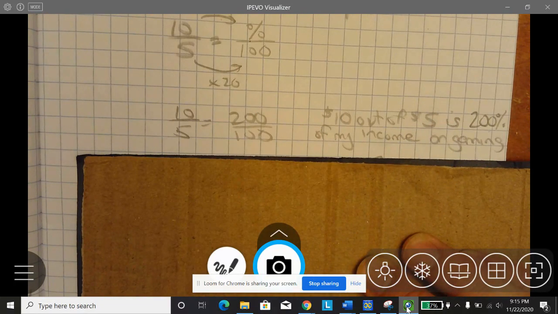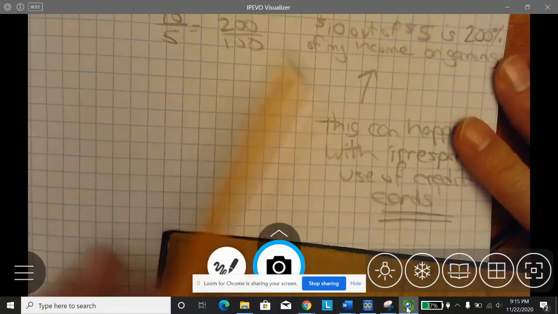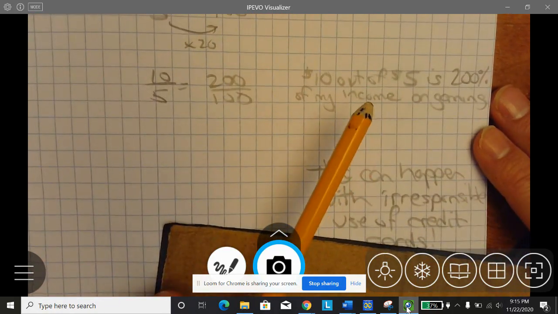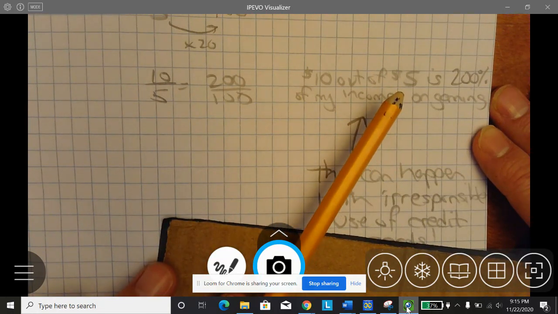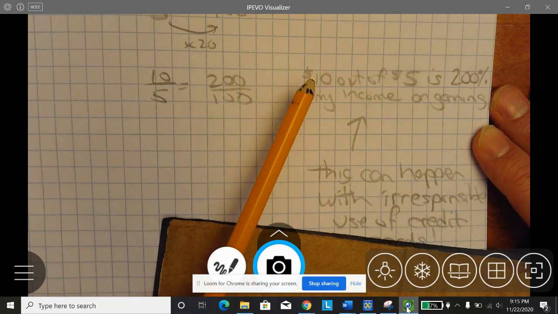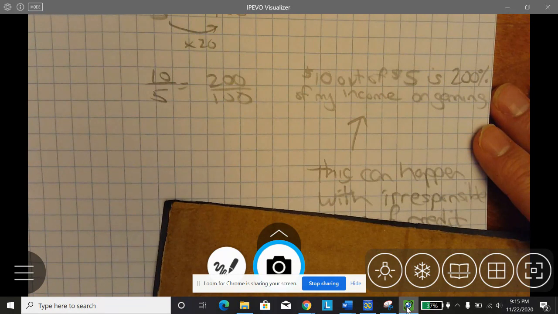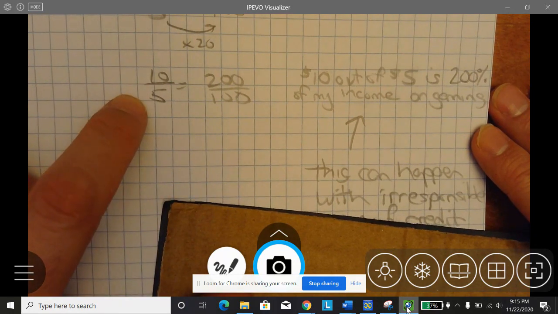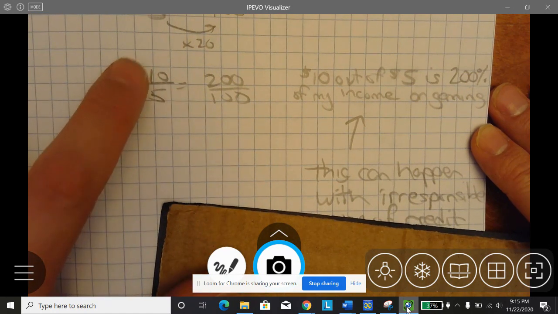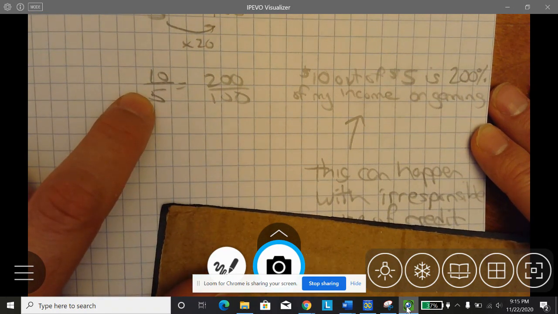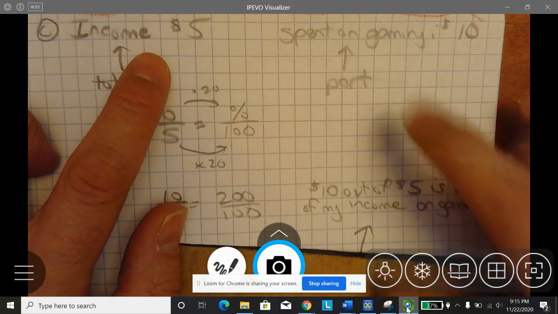And you may say, well, that's impossible. And so remember, credit cards, right? This can happen with irresponsible use of credit cards. You can use a credit card to buy something before you have the cash. So that must be what happened here. He only made $5 in the month, but he spent 10. He must have used a credit card, which, as we know, is going to come back to haunt him. So the percent proportion, again, is part over total equals percent over 100. And don't get lost and think that the bigger number is always the denominator. Usually it is, but not always. You've got to always look back and say, what is the total and what is the part?